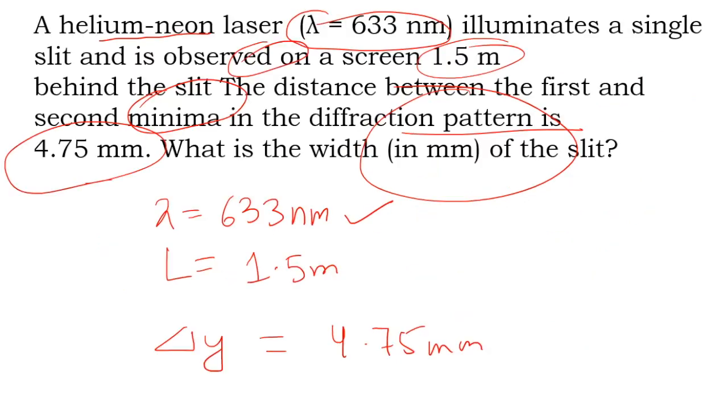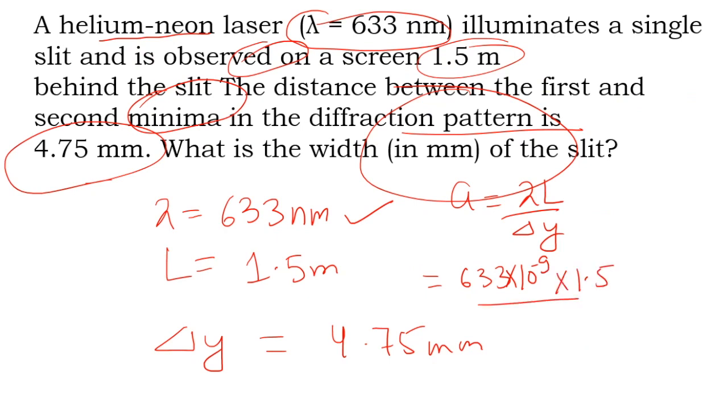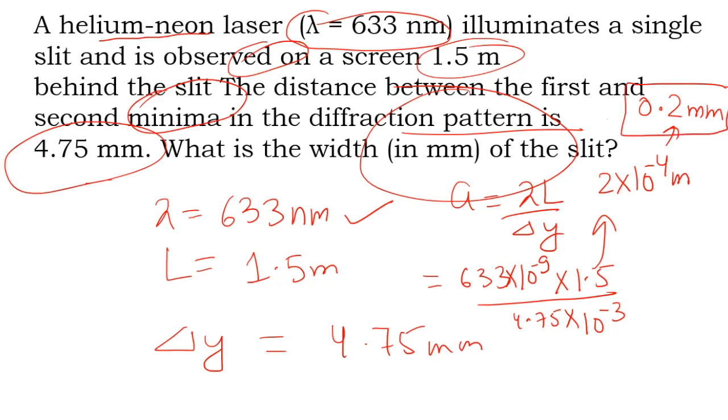So a is equal to lambda L by delta y. Lambda is 633 nanometers, so 633 times 10 to the power minus 9, into L, which is 1.5, divided by 4.75 times 10 to the power minus 3. When you solve this whole thing, you get your answer as 2 times 10 to the power minus 4 meter, which is equal to 0.2 millimeters. So this is our answer.